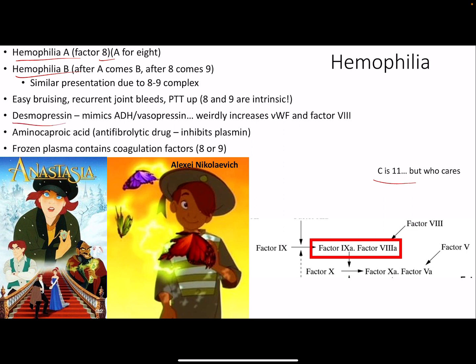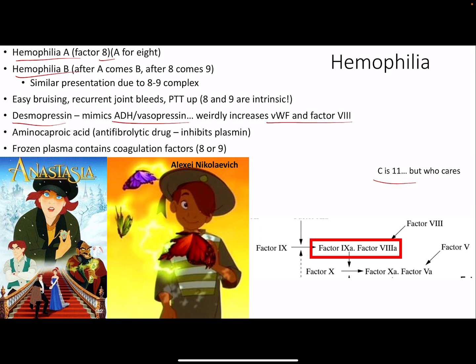Something called desmopressin, randomly a vasopressin mimic, is going to increase the von Willebrand factor and factor 8, which obviously will help for hemophilia A. Aminocaproic acid is an anti-fibrinolytic drug. So this is going to inhibit plasmin, which effectively just means that whatever clots you do have are going to last you a little bit longer. So this is going to kind of help compensate for the lack of intrinsic pathway.